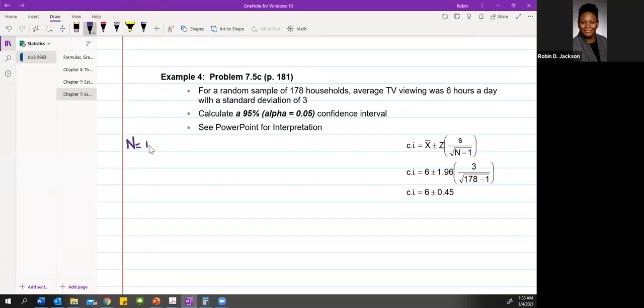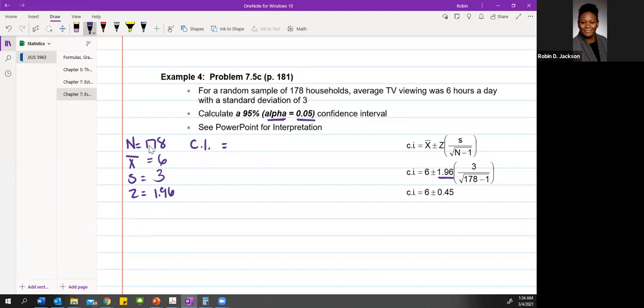So n is equal to 178. The sample mean is equal to 6. The sample standard deviation is equal to 3. And the z-score is equal to 1.96 in this problem, because remember, we now have an alpha of 0.095. So that z-score is going to change. Let's go through the steps.